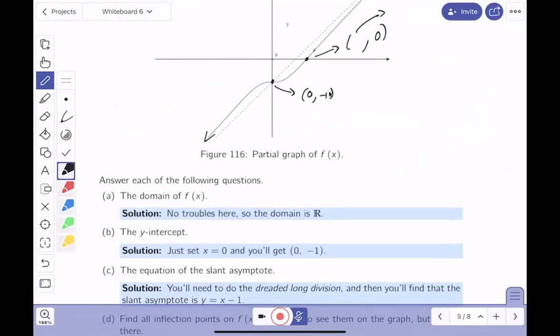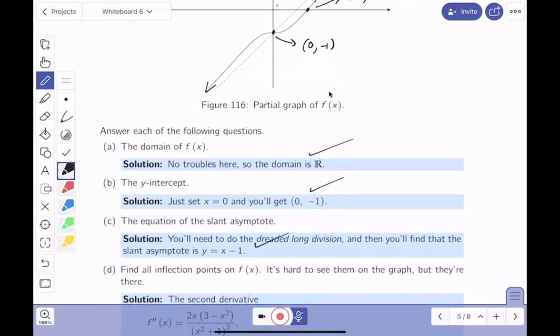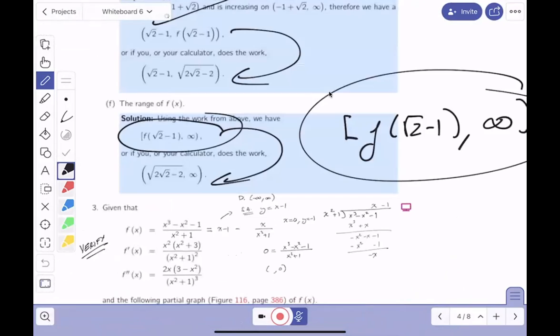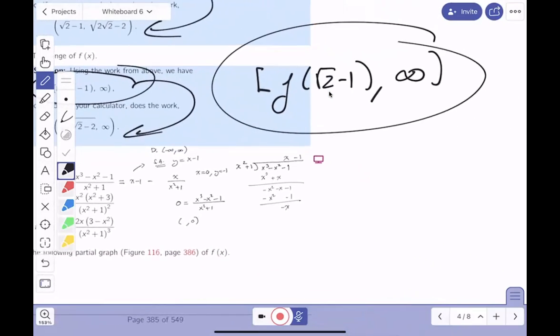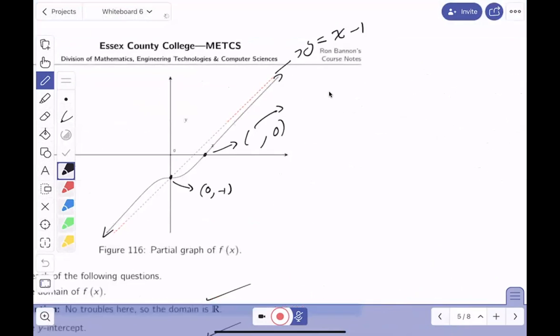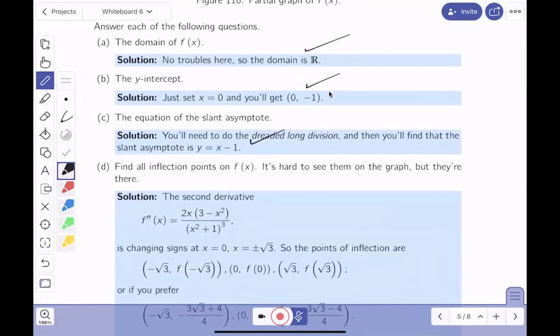So let's take what they want. Oh, the domain, we've already done that. All real numbers. The y-intercept, we've done that. The equation of the slant asymptote, we've done that. y equals x minus 1. I keep doing that over and over again. Let me point out where that is. It's right over here. I'm going back and forth to the paper. I sometimes forget.